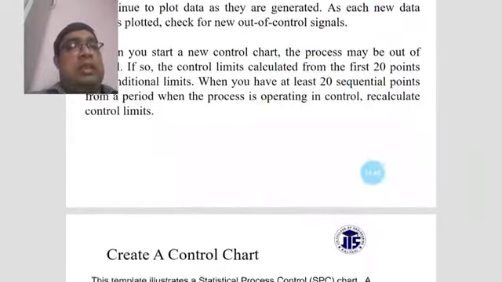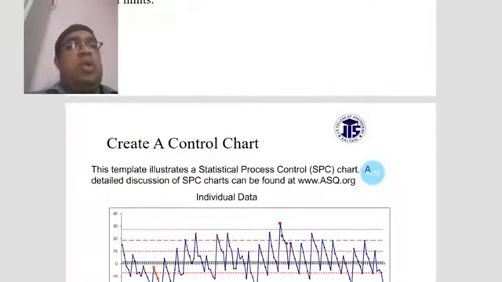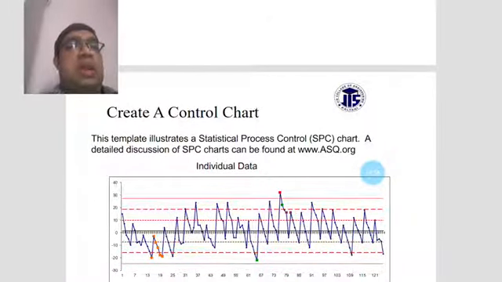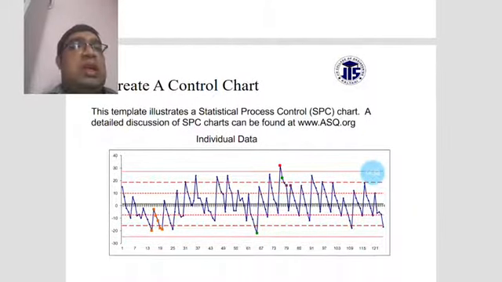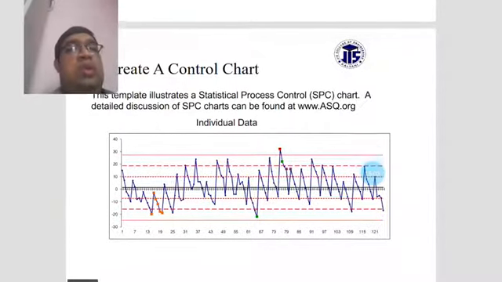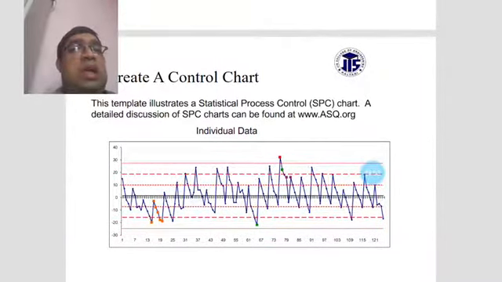Another thing is how we can create control charts. This template is for statistical process control. The SPC charts will also be given, with a detailed discussion of the specific statistical process control charts that can be found here.